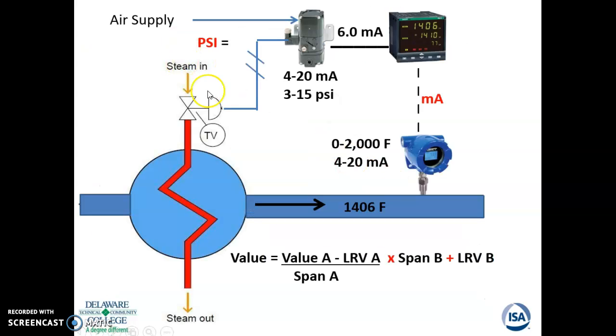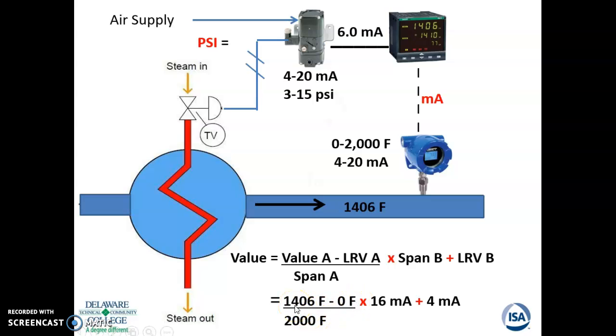All right. Now, we're going to do a more complicated problem here, all right? We're going to start with reading a temperature, converting it to what the controller is in milliamps. Then we're going to take the milliamps coming out of the controller to tell us how much pressure to put on this actuator to regulate the steam valve. All right, so we start off. The value of A is 1406 Fahrenheit. We take that minus the low range. The range of the transmitter is 0 to 2000, so that gives you a span of 2000. So it's 1406 minus 0, all divided by 2000.